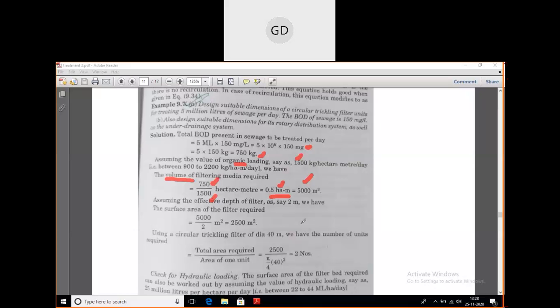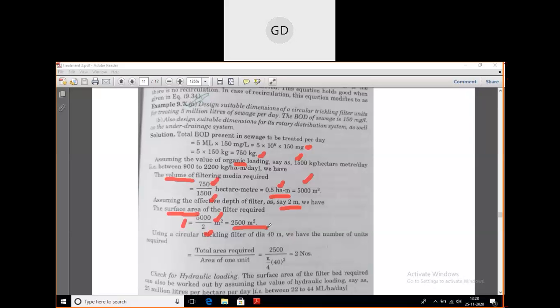There are two units, so you have two filters. Now you have to find the surface area of one filter, so you divide it by two. This is the effective depth of the filter, 2 meters. The surface area formula is the volume divided by the effective depth, 5,000 divided by 2. It comes up to be 2,500 meters square.